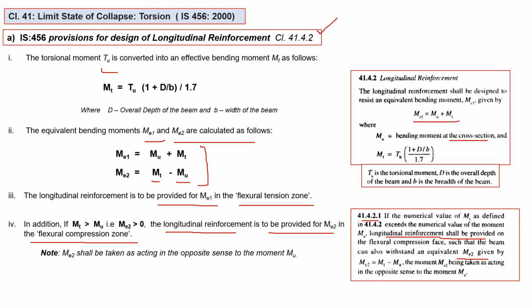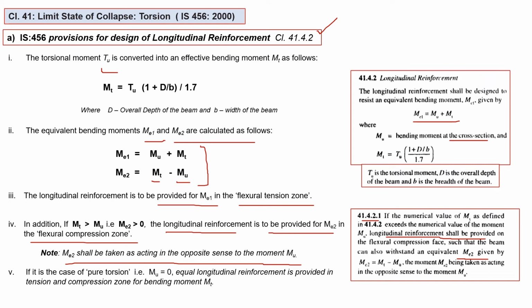Now a very important point of consideration here is ME2 shall be taken as acting in the opposite sense to moment MU. That means if the steel you need to provide for MU is in the lower face or lower part of the section, then ME2 you need to provide in the upper part of the section, or relevant, we have discussed here, that means flexural tension as well as flexural compression.